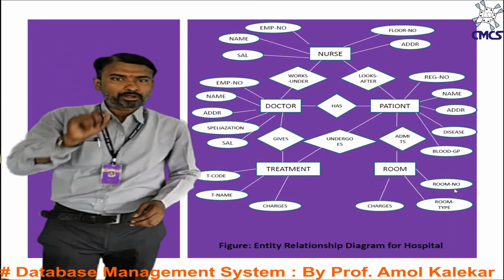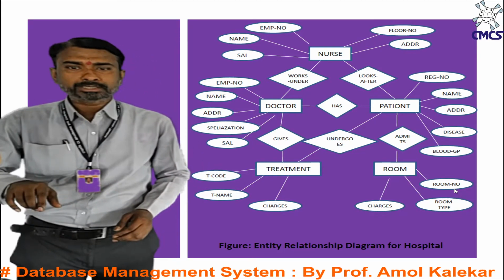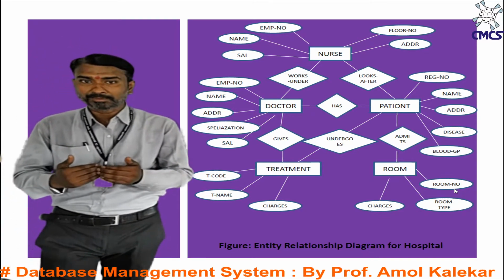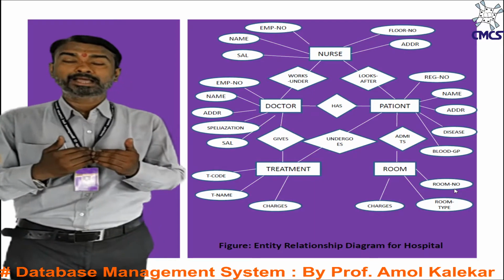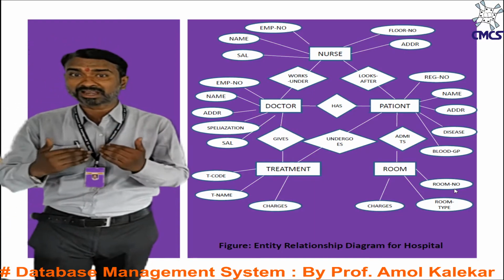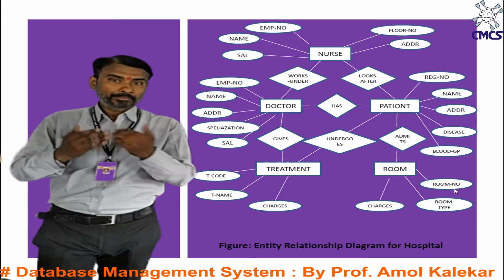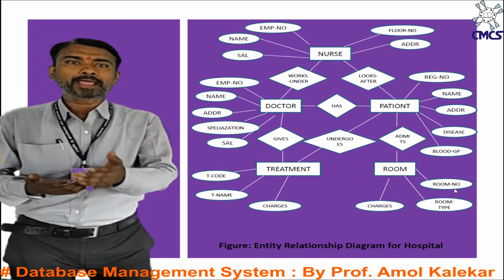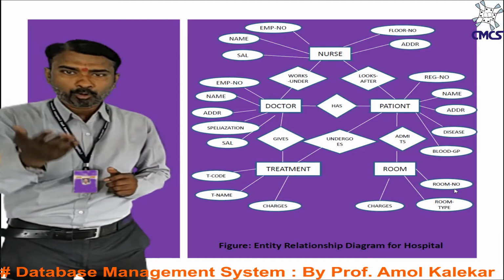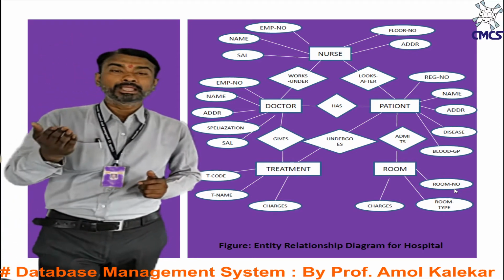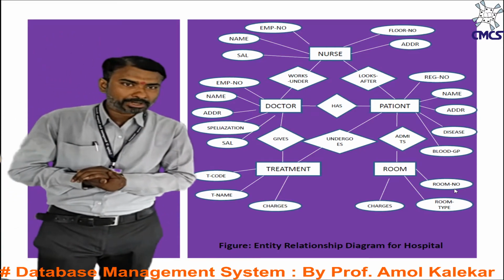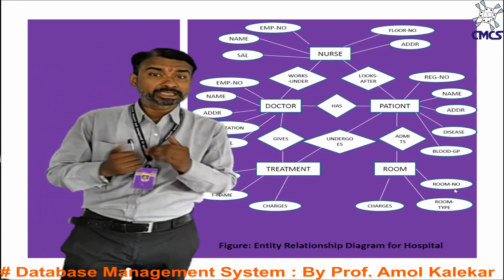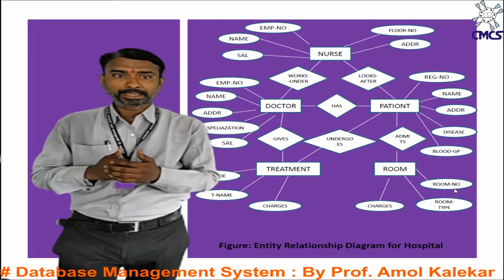Okay, now for the doctor, every doctor within a hospital has to be assigned a unique employee number. Again, a doctor has a name, an address, a certain specialization, and may obtain a certain salary. In the same way, for the nurse entity, we have the attributes that are represented with the help of ovals. You can see employee number, name, salary, floor number and address. For the patient, I have attributes like registration number, name, address, then the disease from which the given patient is suffering, and then the blood group.